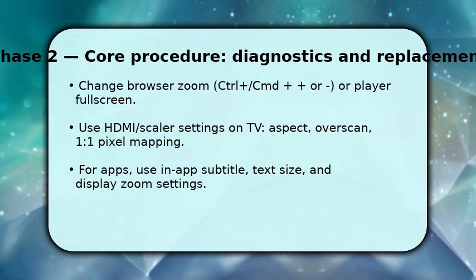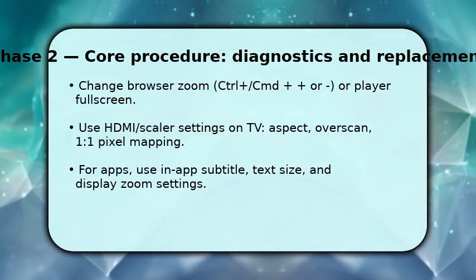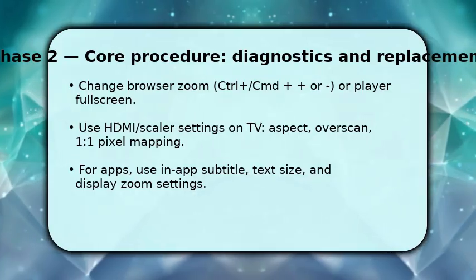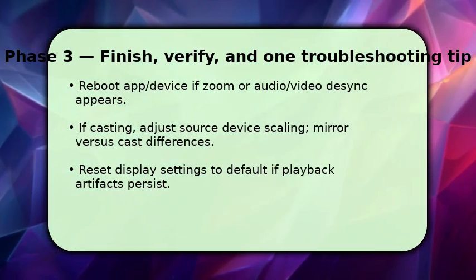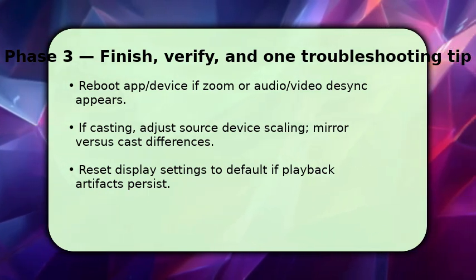For app users, change in-app display and subtitle sizes to keep text readable after zooming, and then play to verify alignment. You finish by confirming playback looks right and audio stays synced. If everything aligns, resume your show.